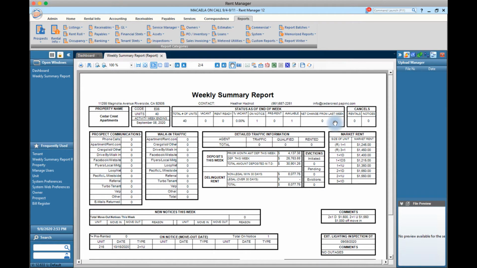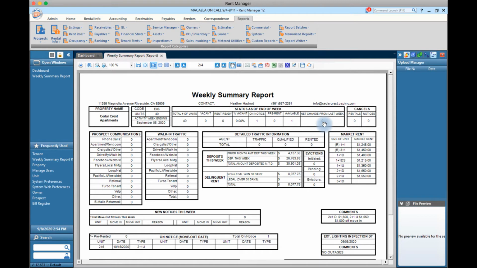Let's say this net change was a negative number. Let's say that we had a vacant unit and we had a -1. What that means is that vacant unit was pre-rented. So a negative is actually a good thing. That means that we have one less unit on the market right now.